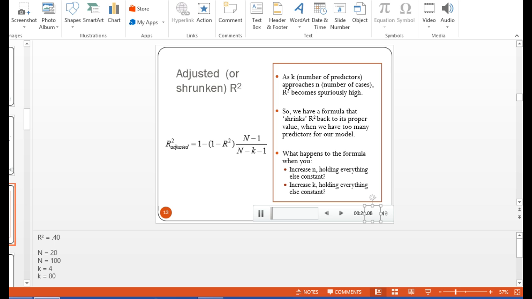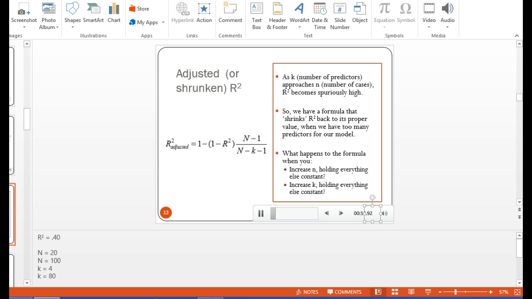When the number of our predictors starts to approach the number of cases in our data set, R-squared becomes artificially inflated, and it is not significant. So it is this weird situation where we have a large R-squared, but it's not significant. When that happens, we know that the R-squared is kind of lying to us. And so we have adjusted R-squared, which applies a correction that gives us the true R-squared.